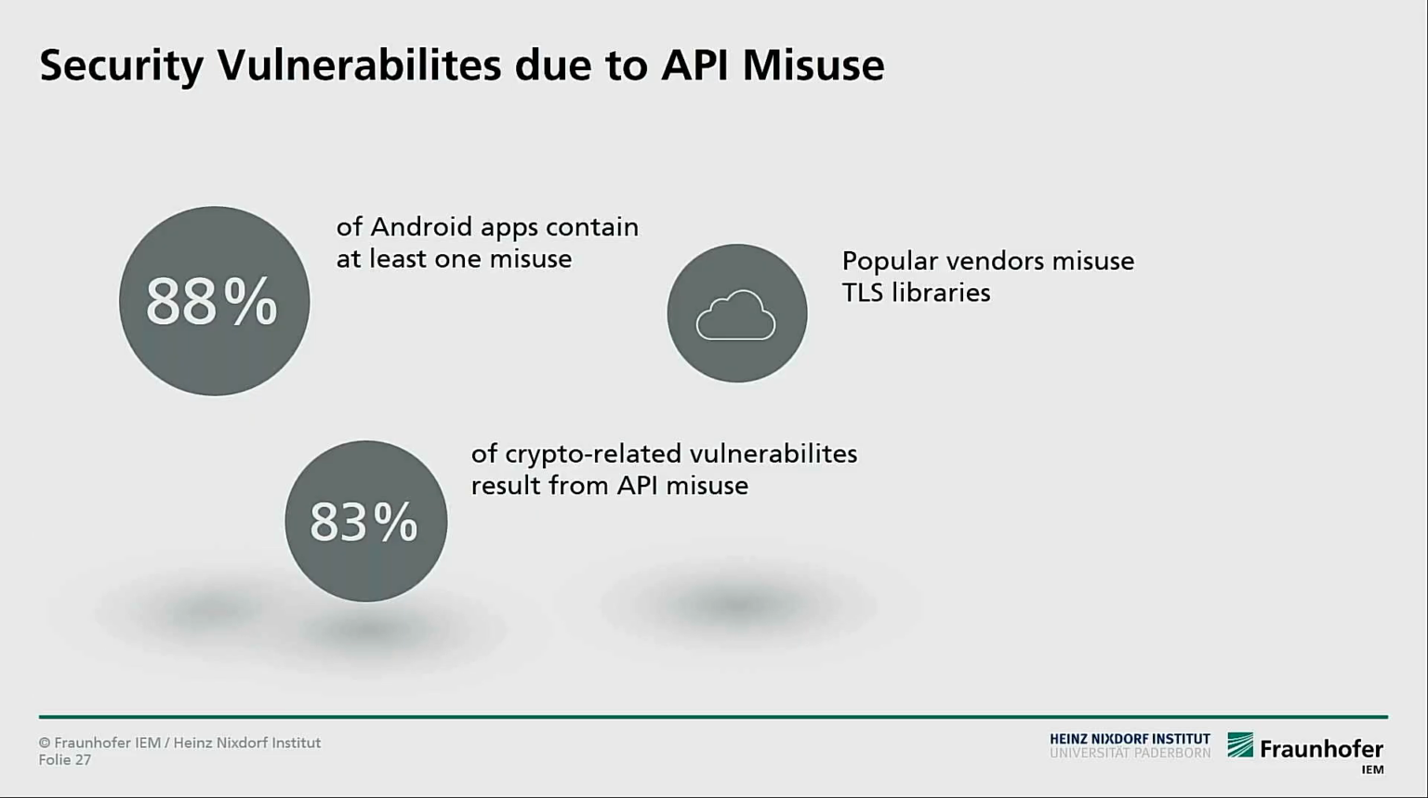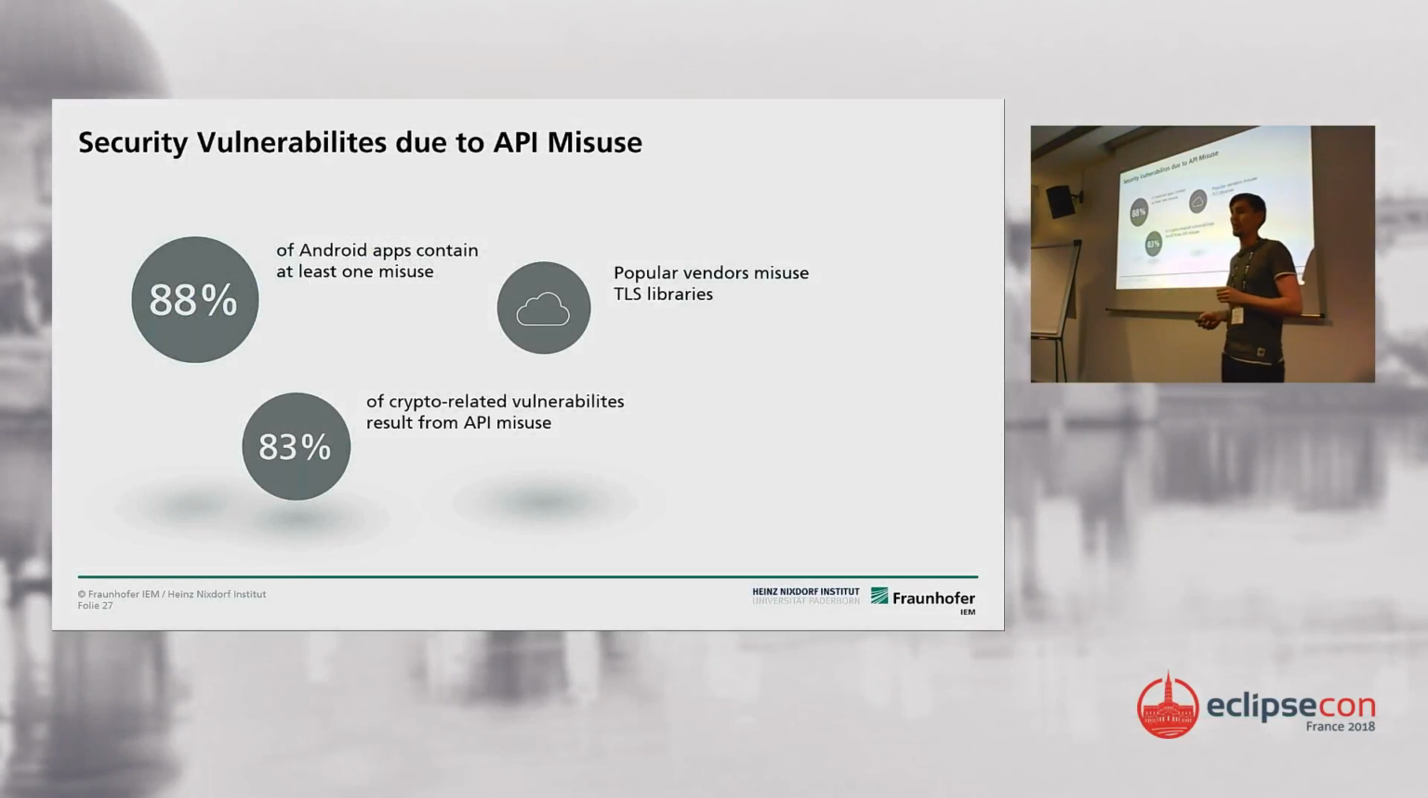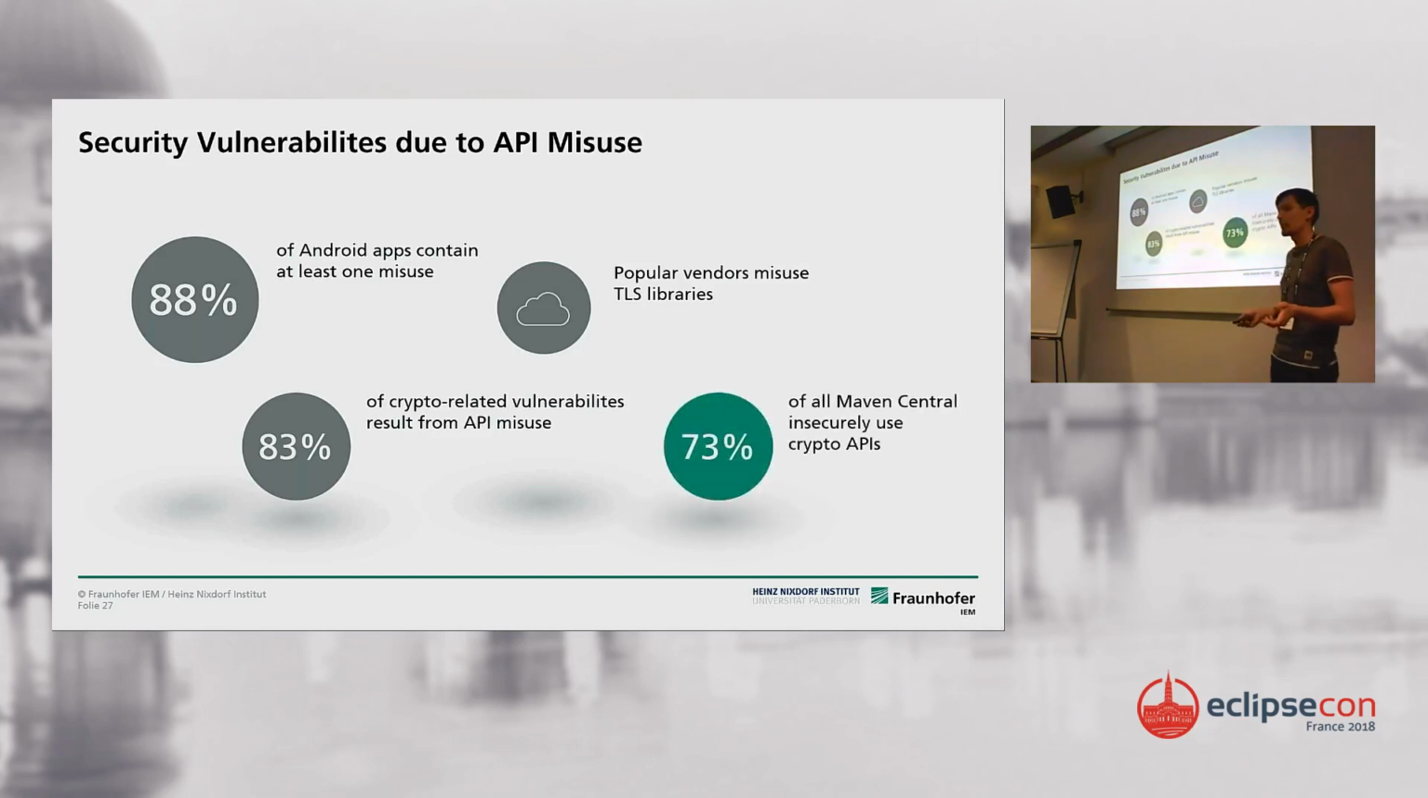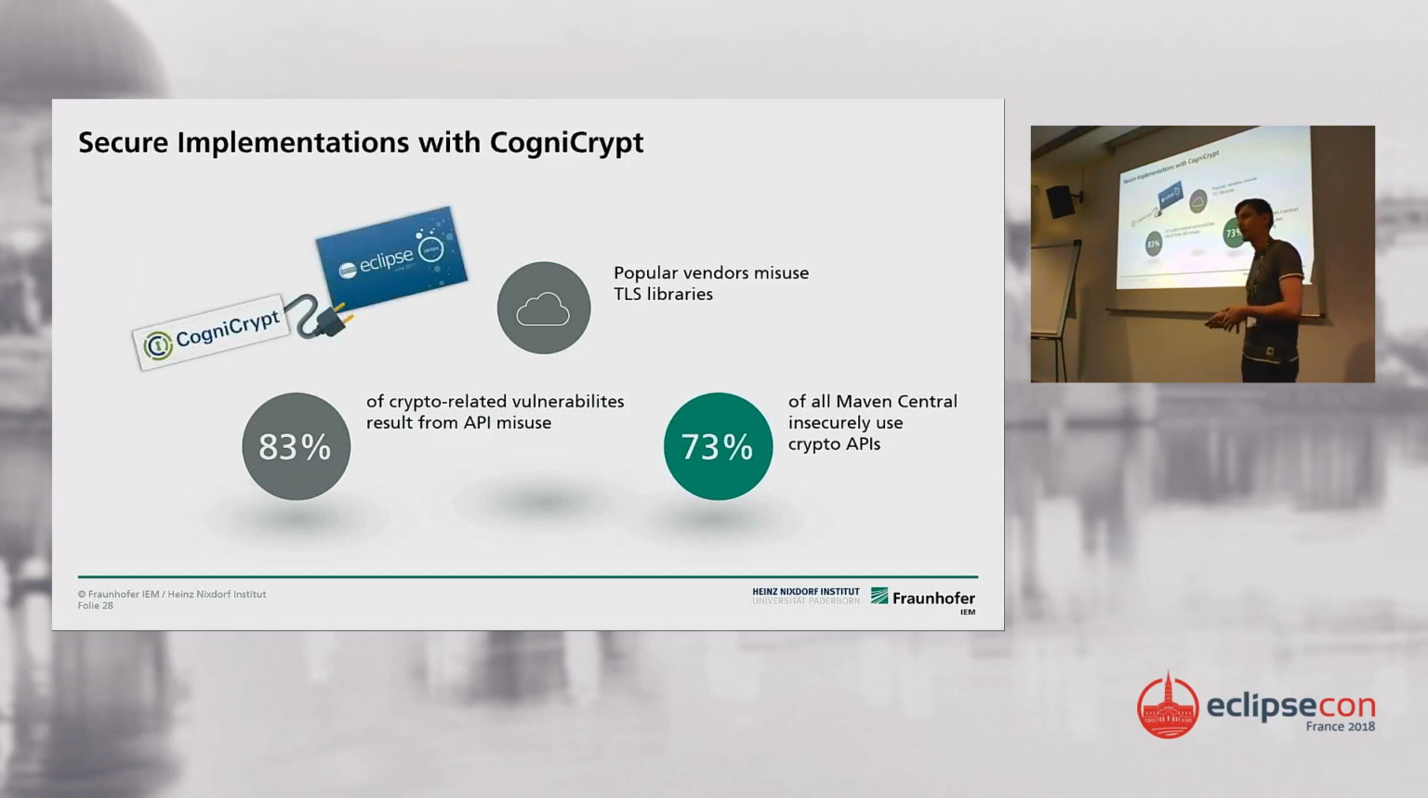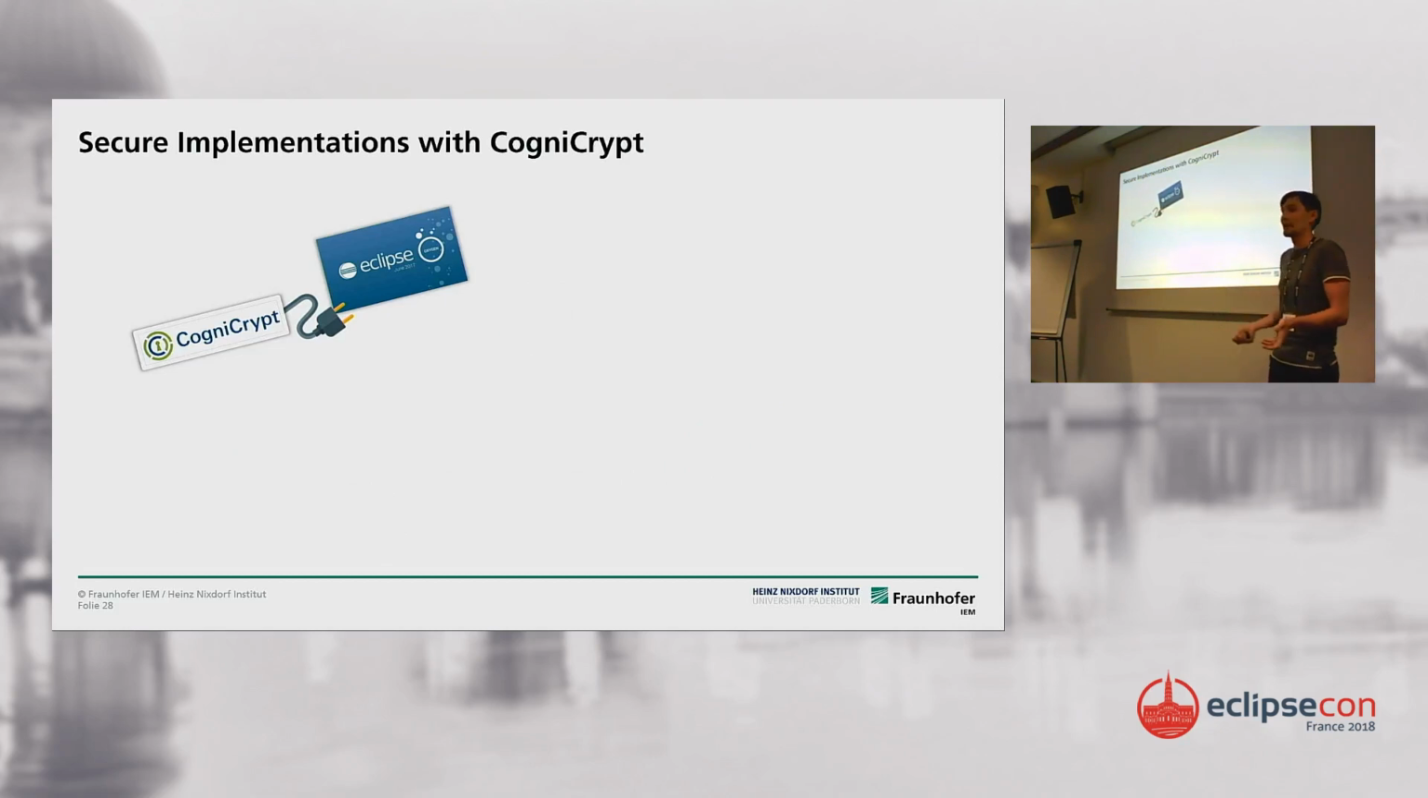So to come back to the beginning of our talk, where Stefan motivated that there is a high percentage of misuses of crypto APIs, we unfortunately have to add here that also on the Maven Central repository, we found that there are many software artifacts misusing cryptography. We hope that with the Eclipse plugin and CogniCrypt, people are able to implement software in a more secure manner, and we hope that we can help and reduce these numbers.